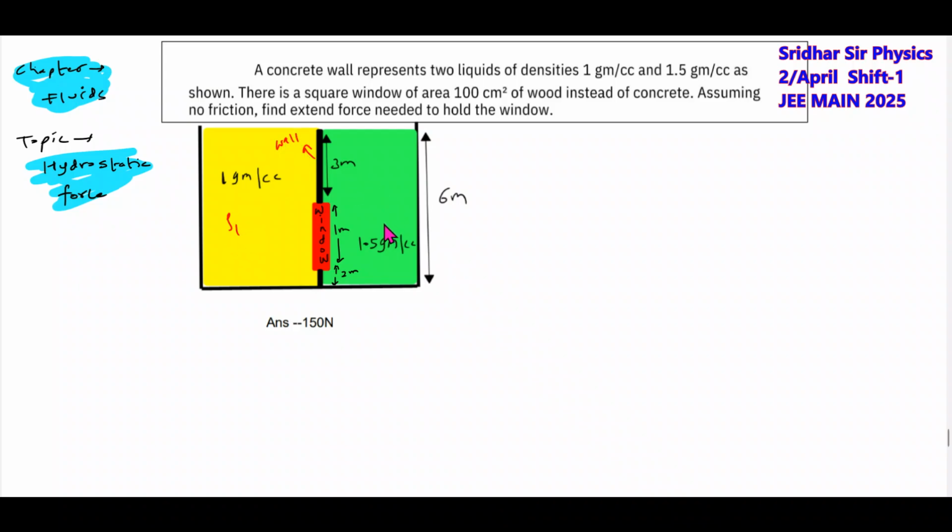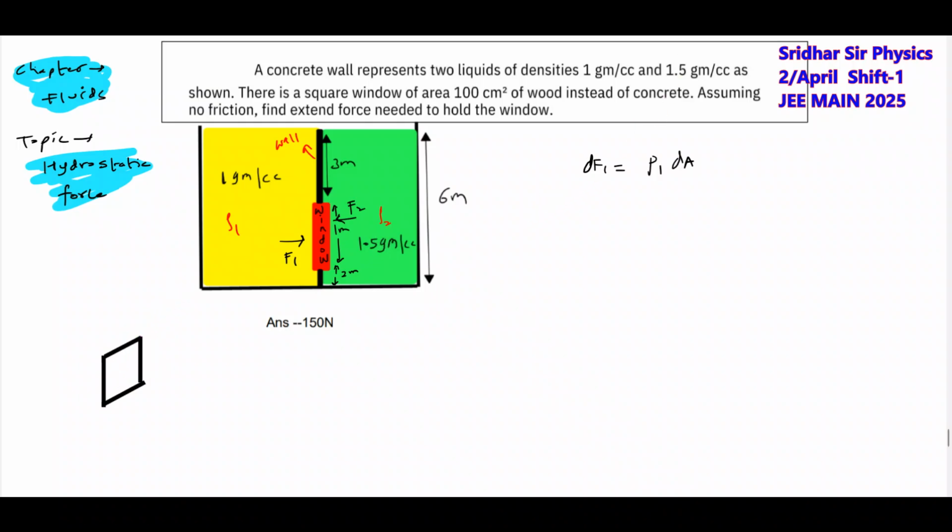This is a liquid of density rho 1, and this is rho 2. There is a square window of area 100 centimeter square. To find the force needed to hold the window, we have to calculate the force, because the liquid on the left hand side will exert a force and the liquid on the right hand side will exert a force. So what is the force? dF1 should be equal to pressure P1 into area. This will be the rough diagram.